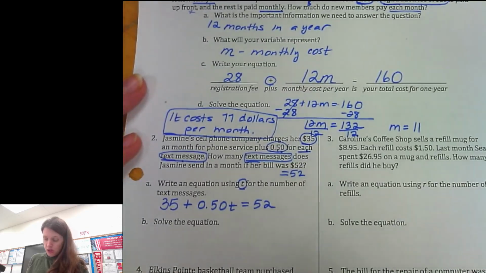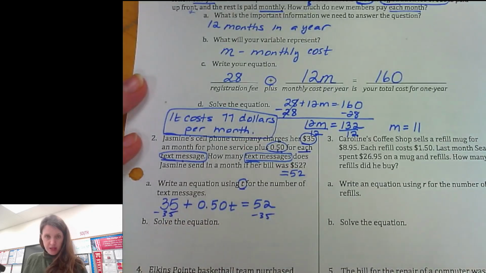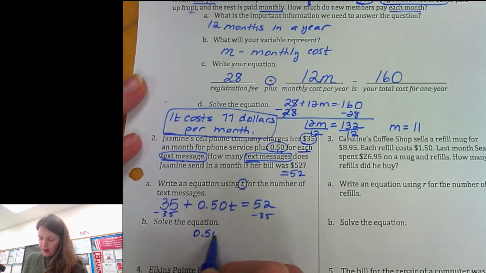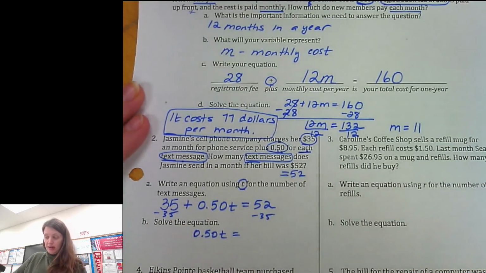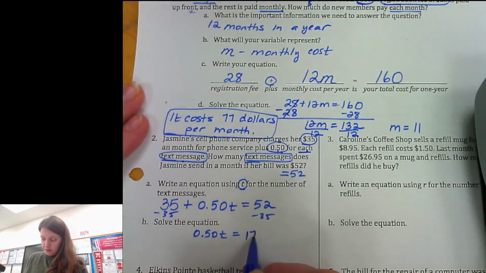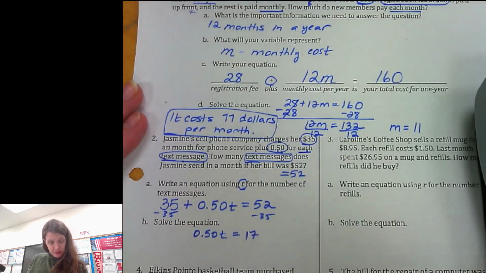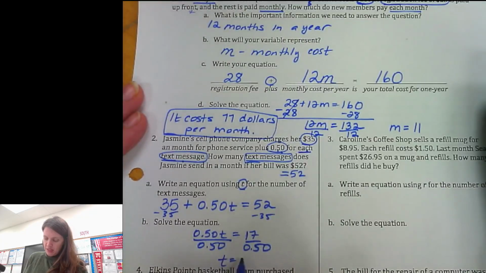And then all I'm going to do is solve that, right? So I'm going to subtract my 35 from this side and subtract my 35 from that side. So I end up with 0.5t is equal to 52 minus 35, right? And if you can't do those in your head, don't worry. You can use your calculator, should give you a 17. So I get 17, and I need to divide it by 50 cents. Because $17 divided by 50 cents should give me 34. So I've got how many text messages?